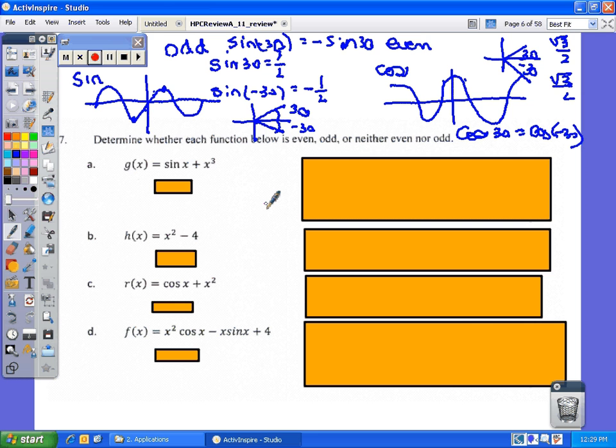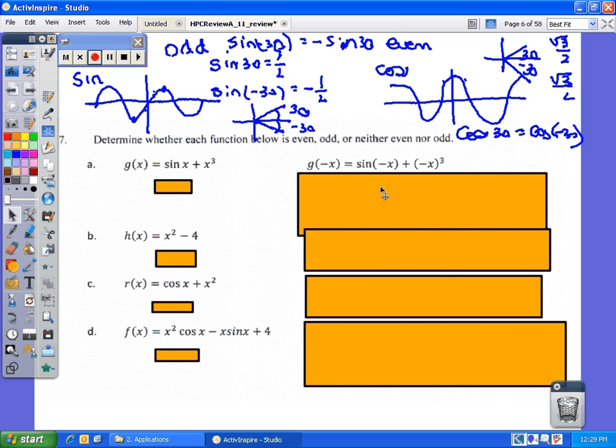Now, to verify algebraically is simply to do this. If I know that g of some angle, and let's consider this the positive value, is equal to this rule, then if this is an even function, then when I replace x with negative x, the outcome would be the same rule. But if I input negative x in the rule, I get opposite signs, then I have an odd situation. So let's take a look at the algebraic setup.